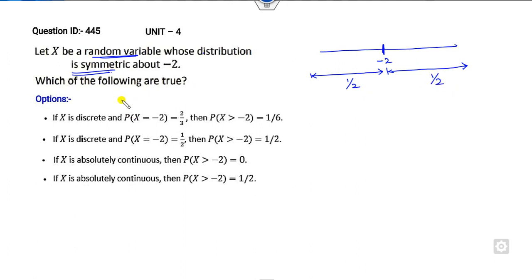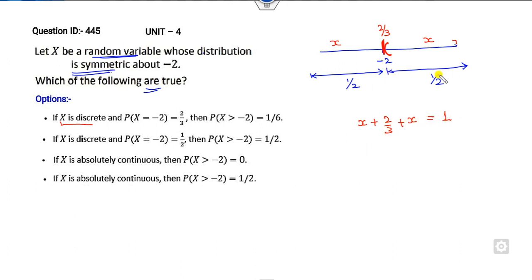Now what is given to you? Look at that, which of the following is correct. X is discrete, and the probability at x equal to minus 2 is 2 by 3. Fine. So what is the probability of the open interval of this and the last point? I consider it as x, and this is also x because it is symmetric. So what is the meaning of that? x plus 2 by 3 plus x is 1.